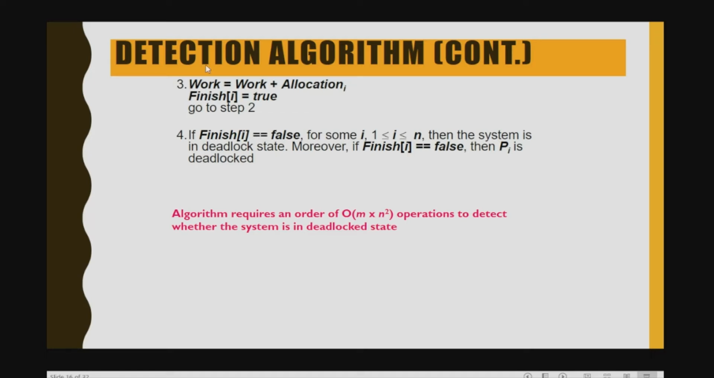Okay, step number 3: if Work equals Work plus Allocation, so Finish[i] equals true, go to step number 2. Step number 4 is to detect the deadlock. The algorithm requires an order of O(M times N squared) operations. This operation detects whether the system is in a deadlock state. So basically, step 1, step 2, step 3 and step 4 are the algorithm that we use in order to detect the deadlock.